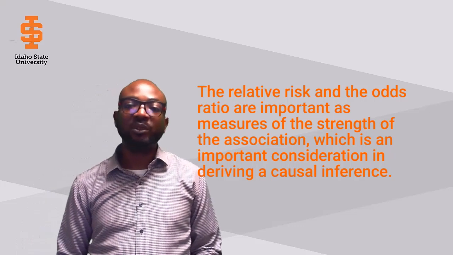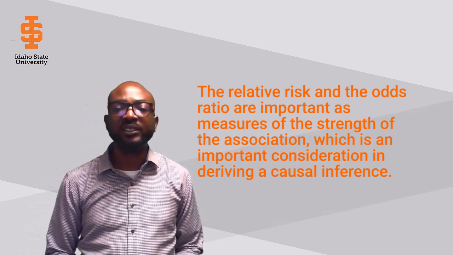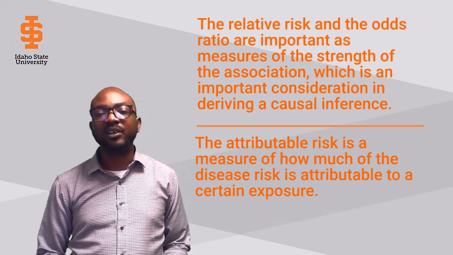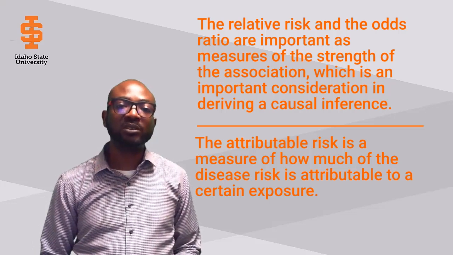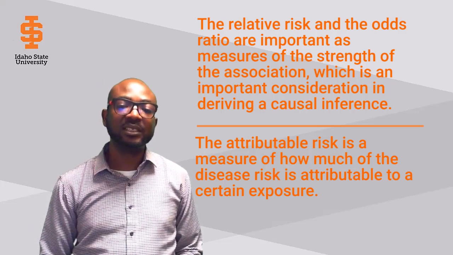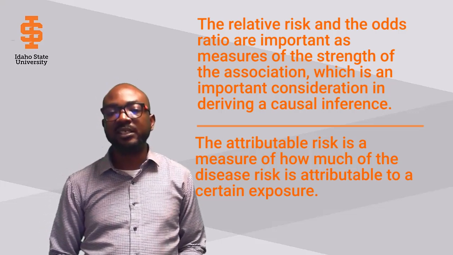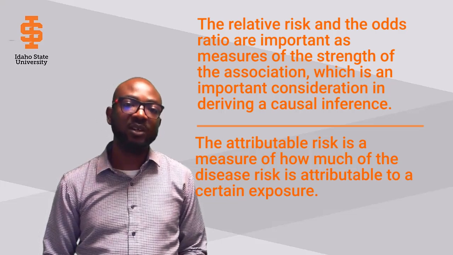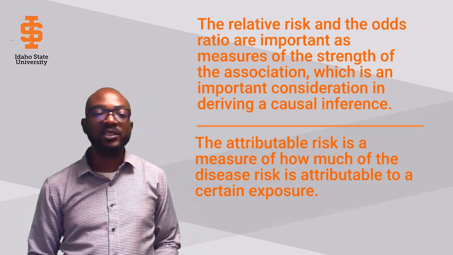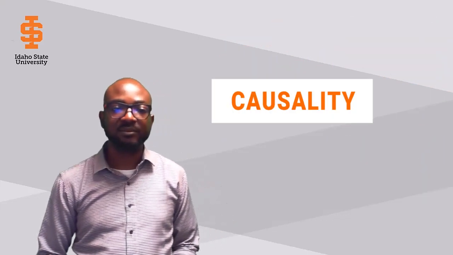Now, we would like to compare the relative risk and the attributable risk. The relative risk and the odds ratio are important as measures of strength of association, which is an important consideration in deriving a causal inference. The attributable risk is a matter of how much of the disease is attributable to a certain exposure. Consequently, the attributable risk is useful in answering the question of how much disease can be prevented if we have an effective means of eliminating the exposure in question. Thus, the relative risk is valuable in etiologic studies of disease, whereas the attributable risk has major applications in clinical practice and public health. Now we'll move over to the concept of causality.